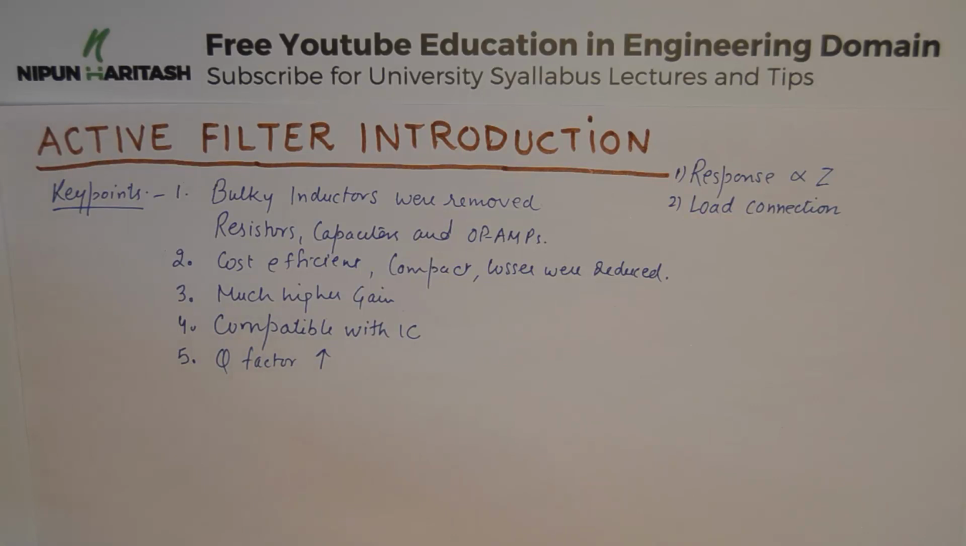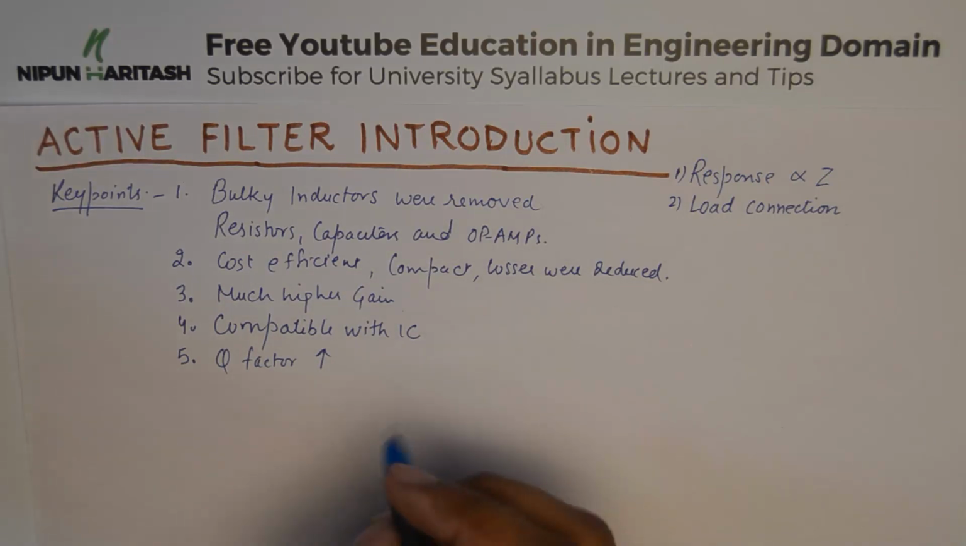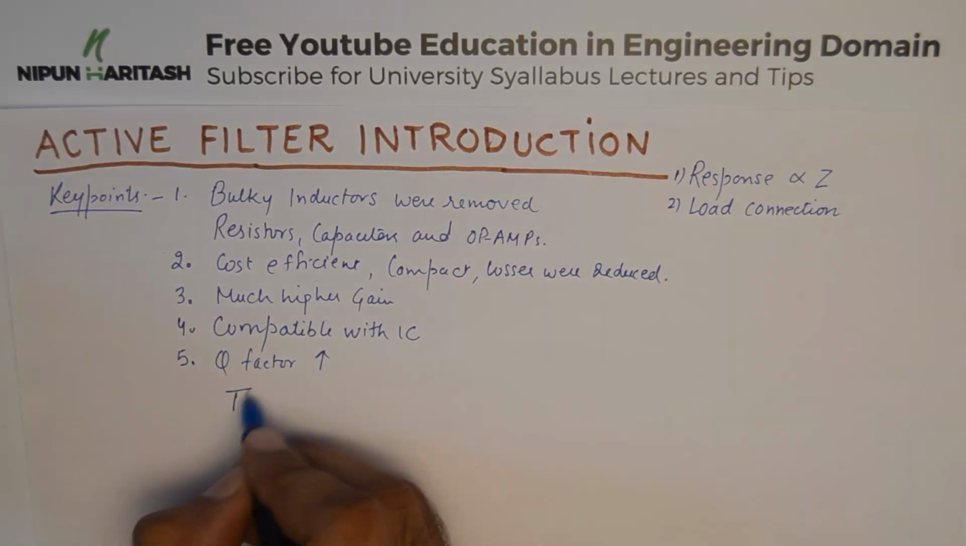benefits of active filters. Now, if we talk about the theory behind active filters, we know that a filter is a two-port network device that filters the signal based upon the frequency. So if we have a two-port network, we can always talk about two-port networks in terms of their transfer functions.